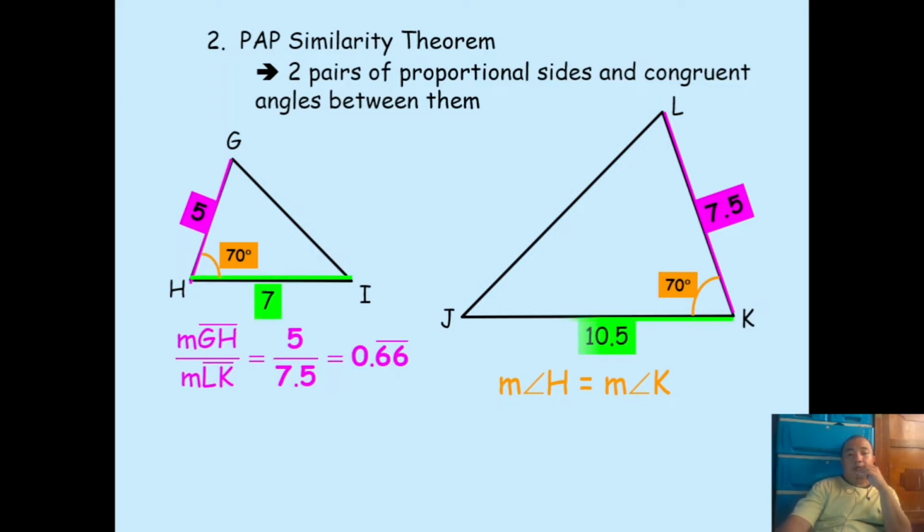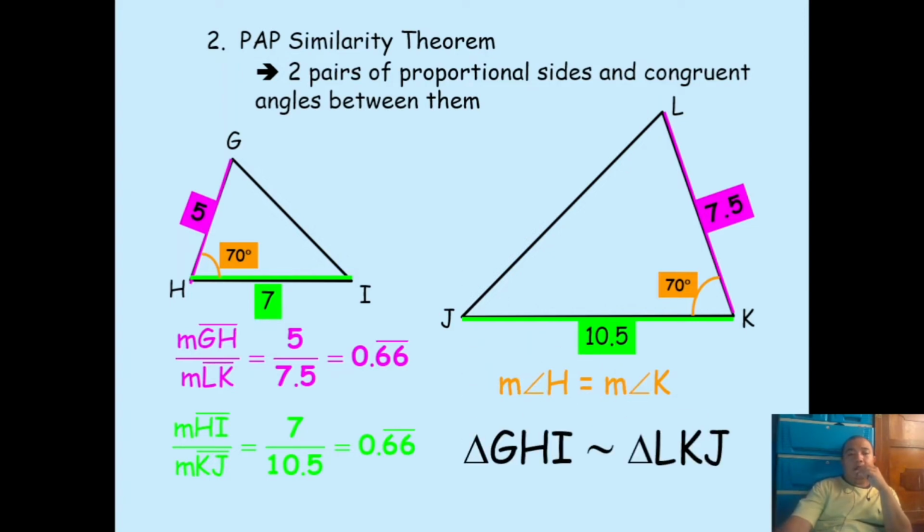If HI is 7 and JK is 10.5, let's determine the ratio. 7 divided by 10.5 is also 0.666. So in this case, two pairs of proportional sides and the angle between them, the included angle, are congruent. Therefore, these two triangles are similar by the SAS similarity theorem. Triangle GHI is similar to triangle LKJ.